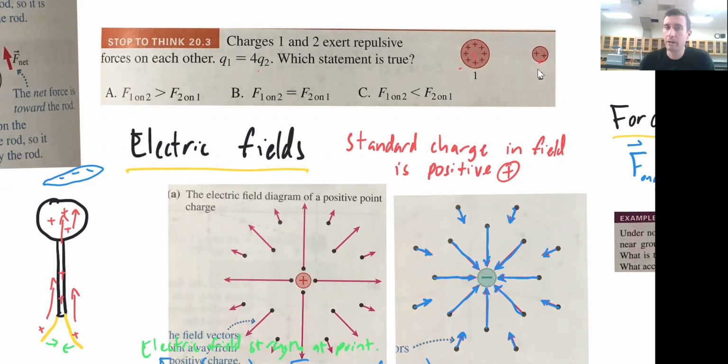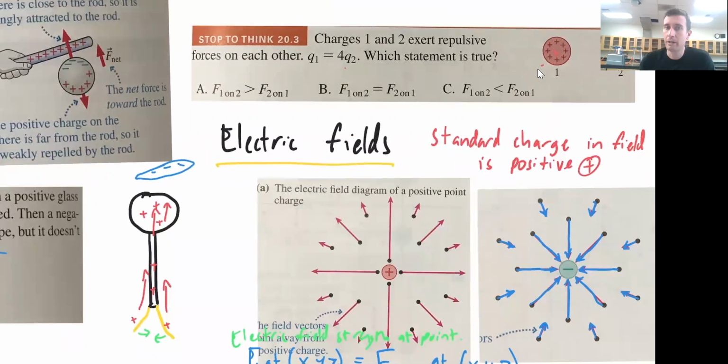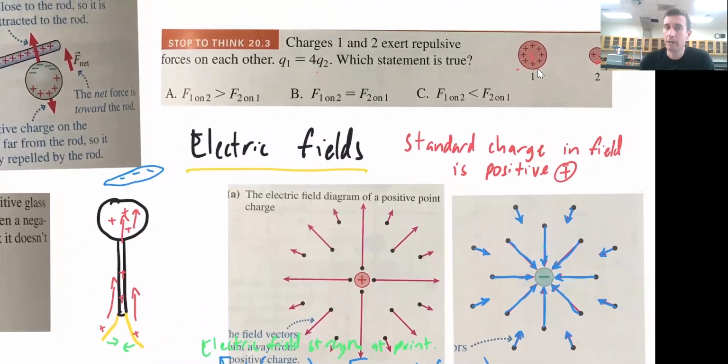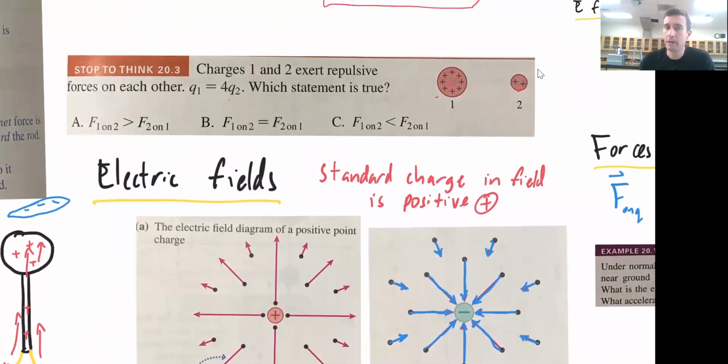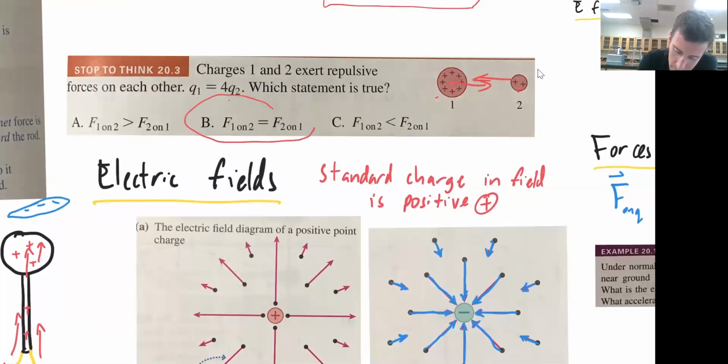Which statement is true? The force of 1 on 2 is greater. Oh, okay. So which is greater, the force or the force? Well, remember, every force has an equal and opposite force, right? So if 1 is pushing really hard on 2, then 2 must push equally hard back on 1. So that would be B, based off of Newton's third law. Every action has an equal and opposite reaction.